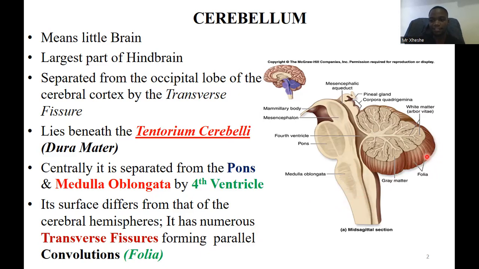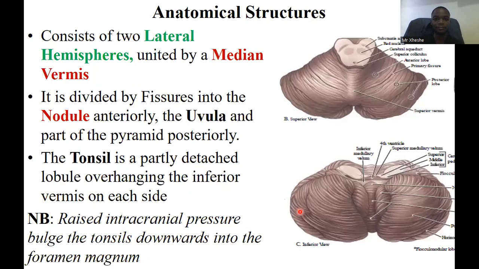Remember that similar structures on the surface of the cerebrum, we call them gyrus. So gyrus and folia are equivalent, or synonymous, because they are elevations on the surface of these two structures. Gyrus for cerebrum, folia for cerebellum, respectively. So those are folia, a distinctive feature of the cerebellum.